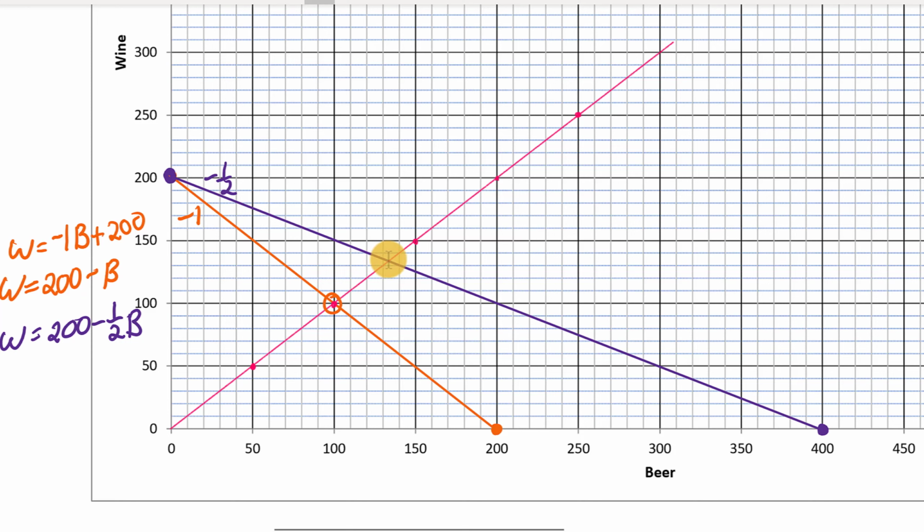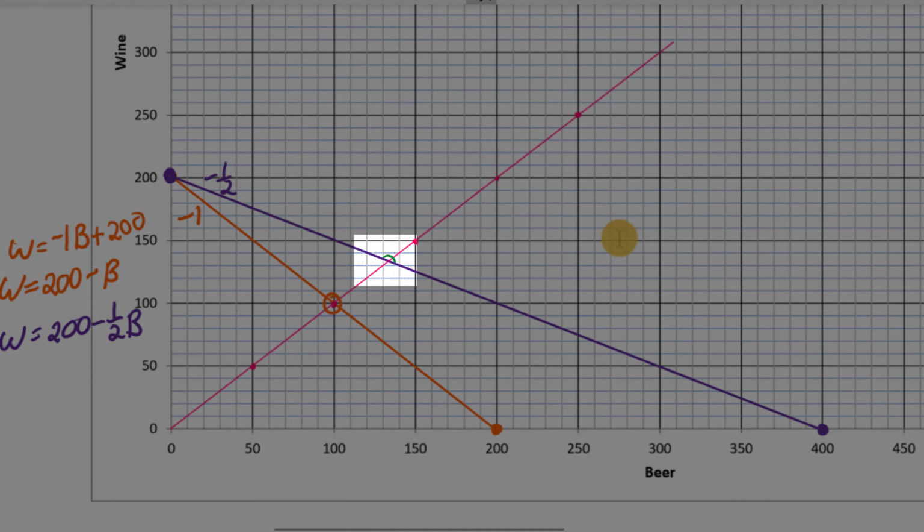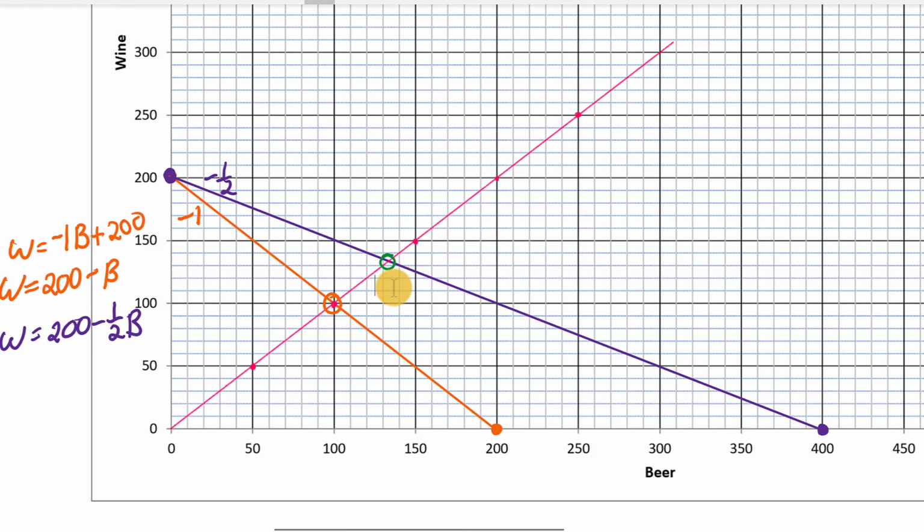What about the United States? Well, similarly, we're just looking at where the amount of beer they're making equals the amount of wine, except we're on our production possibilities curve, the purple one here for the United States, and they're going to end up at a point right around in here. Now, graphically, that looks like it's, let's see, 110, 120, 130. It's a little beyond 130 beer and 130 wine. Algebraically, this is going to end up being 133.33333 beer and wine.